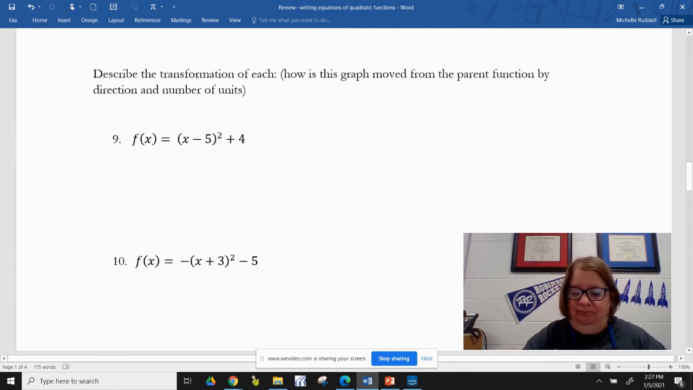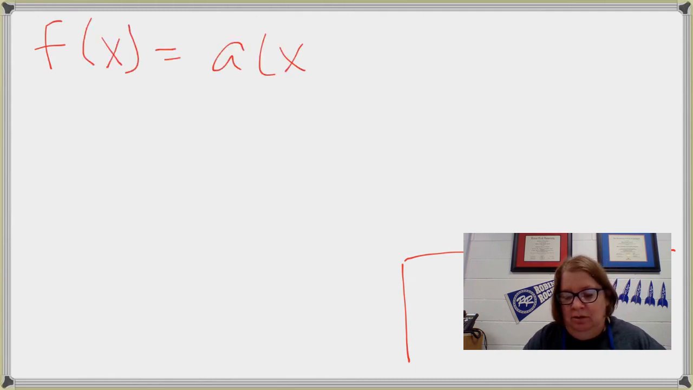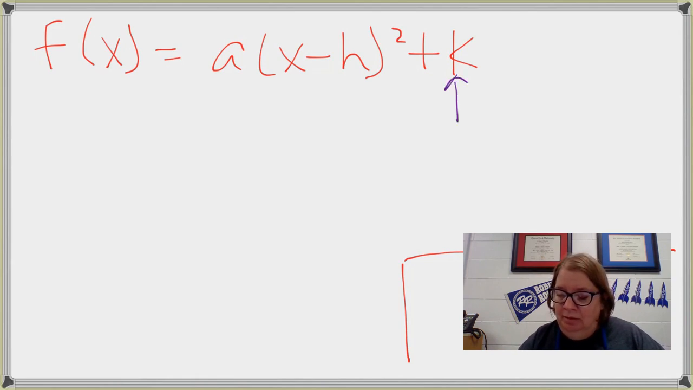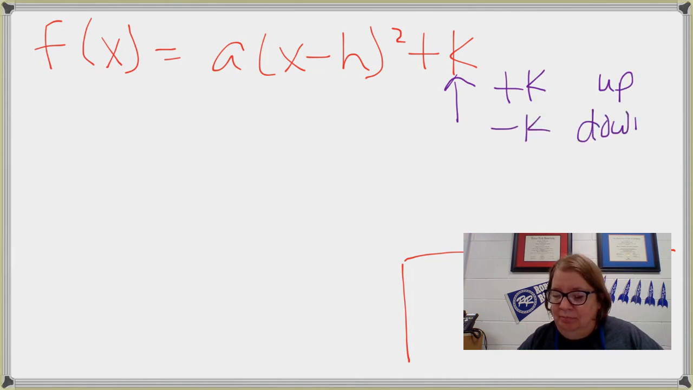Okay, transformations. Let's think about transformations. We learned these with absolute value. The good news is the rules don't change when you have each letter in that form of the equation. When you change the number in that place, it affects the graph in a certain way. This K is the up and down. Plus K means up, minus K means down. This H that's on the inside, in absolute value, it was inside the absolute value bars.